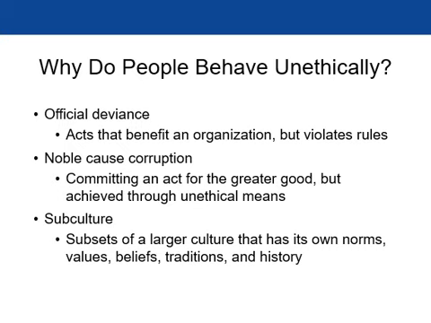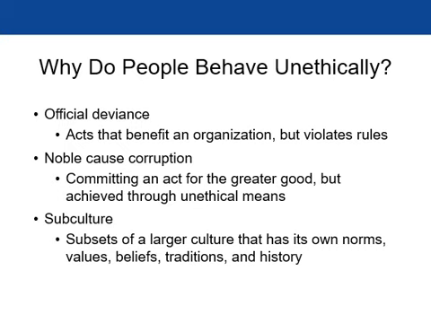But we're going to focus on 3 here. So we're going to talk about official deviance, noble cause corruption, and subculture. Official deviance are acts that are considered unethical because they are violating the rules outlined in a code of conduct, for example. So official deviance are things that are violating the rules, and that's why it's considered unethical. But it's termed official deviance because the organization or other members of an organization actually benefit from the act. So under official deviance, the individual themselves may not gain much, but it's overall beneficial for an organization.